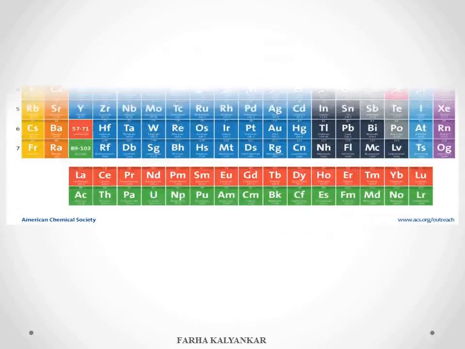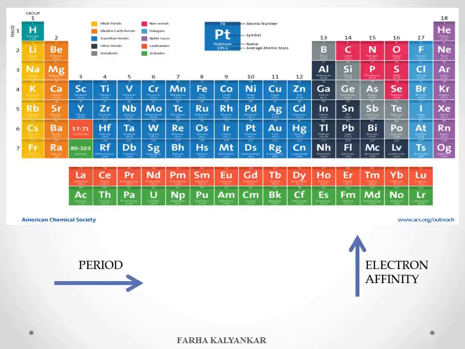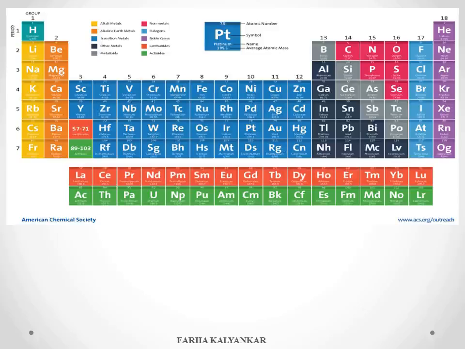In the periodic table, as we move from left to right in a period, the electron affinity goes on increasing. As nuclear attraction increases across a period, the nucleus of an atom readily accepts electrons, which are negatively charged. And so, across a period, electron affinity increases.